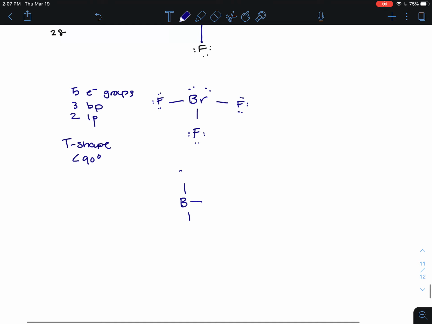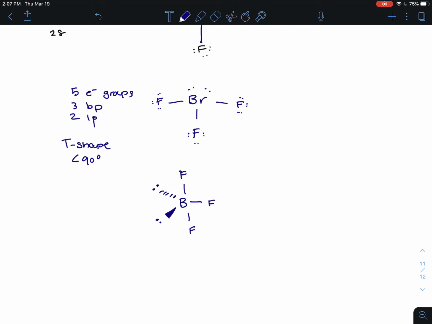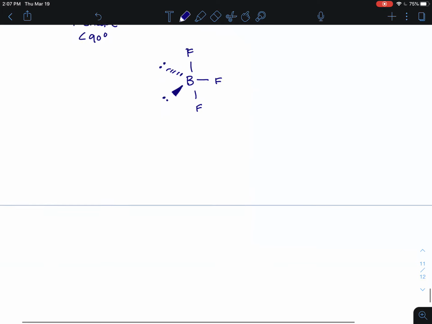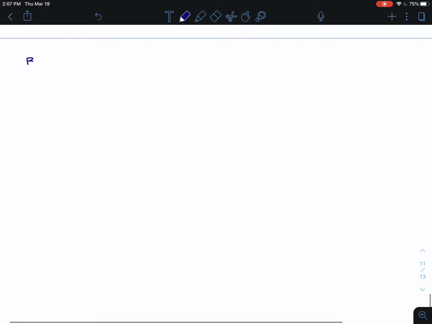Awesome. Now, how can I draw that as a 3-dimensional structure? A T-shaped molecule has bromine, and then the 3 bonds in planar view. And then the electron pairs are going out into the plane and out of the plane.